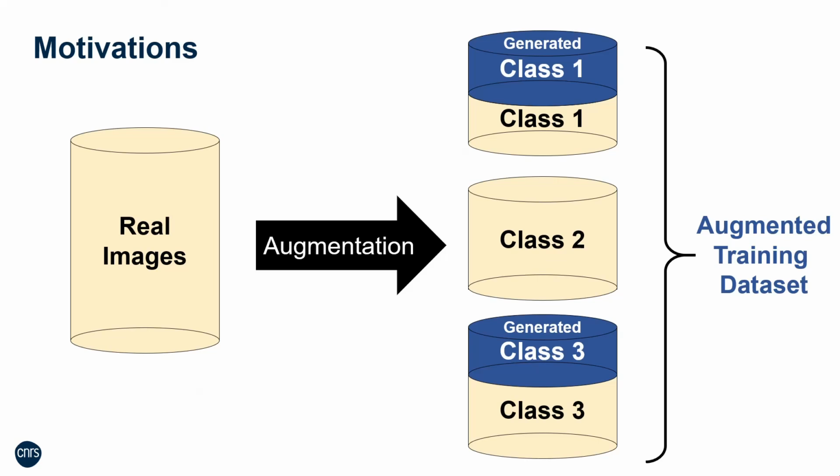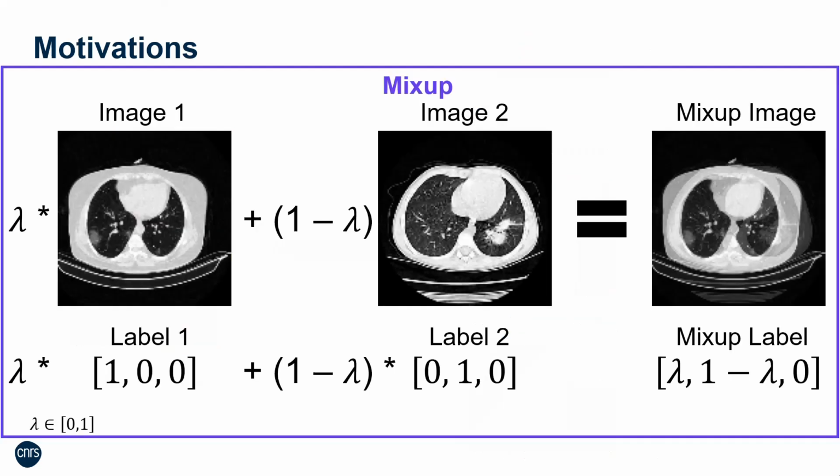To make models more robust, a common solution is data augmentation, generating new training samples from the ones we already have. One popular data augmentation strategy is Mixup, which interpolates between two images to create synthetic examples. This works well in many natural image tasks and improves generalization.